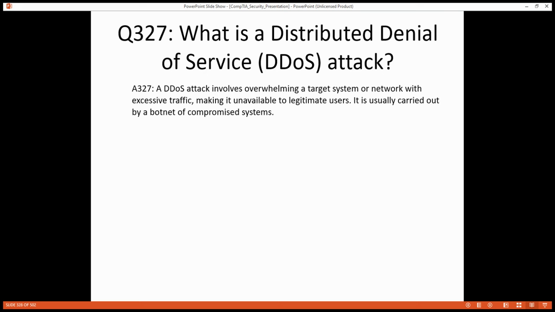Q327. What is a distributed denial of service, DDoS attack? A327. A DDoS attack involves overwhelming a target system or network with excessive traffic, making it unavailable to legitimate users. It is usually carried out by a botnet of compromised systems.